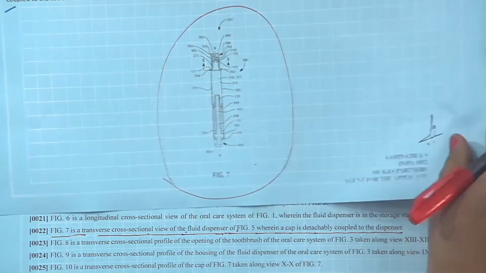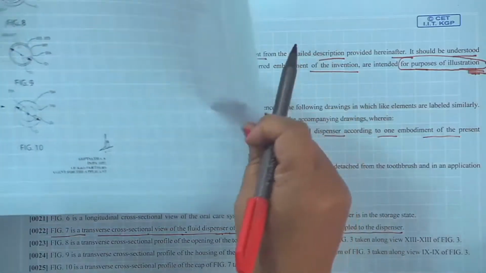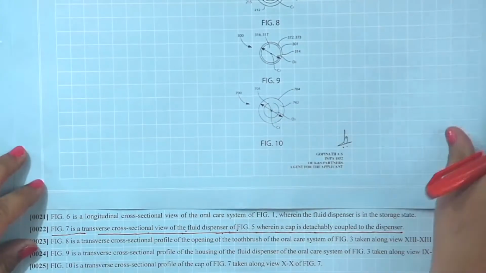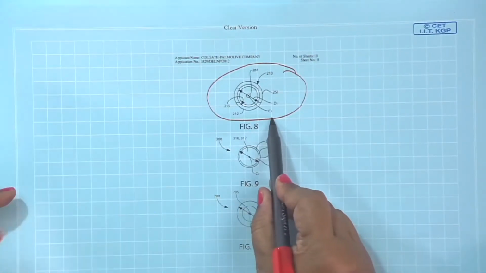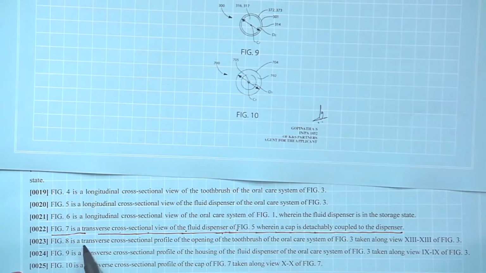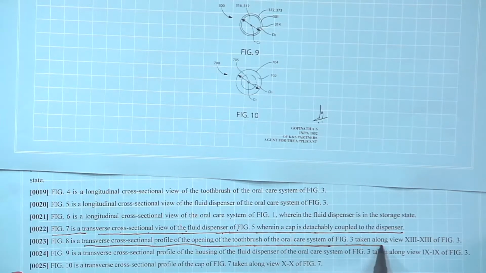Then you can see this figure 8. Suppose you check this figure 8, this is the figure 8. Now, what is written about this figure 8 here? It is a transverse cross sectional profile of the opening of the toothbrush of the oral care system of figure 3 taken along the view, and then this information is given. Similarly, you can check out the remaining figures.